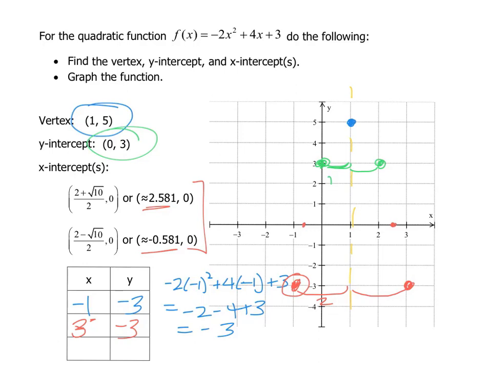So the last thing we're going to do is draw our graph. So we're going to connect our points here, and it looks mostly like that. So do your best to make this look like a curve. We don't want to see graphs that look like this. So it should not look like straight lines.